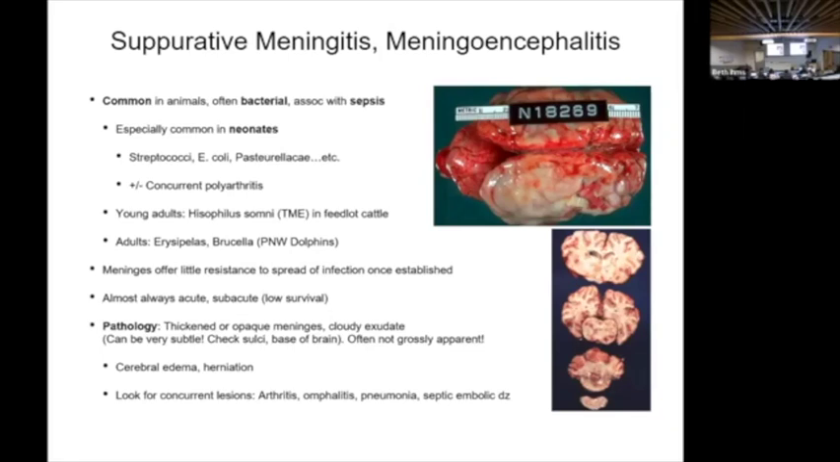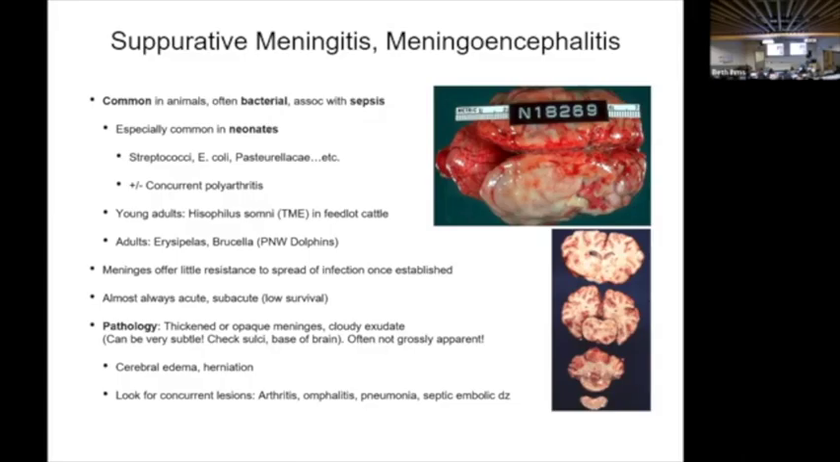All right, so meningoencephalitis, inflammation of the brain and meninges. Suppurative inflammation, very similar to other organs. Go back to your GenPath principles when in doubt. Usually associated with bacterial infections. So see pus, think bacteria.